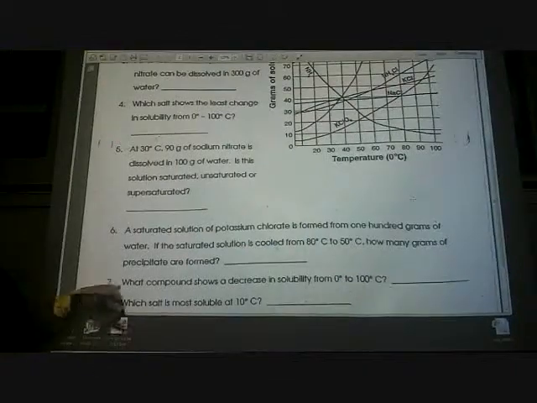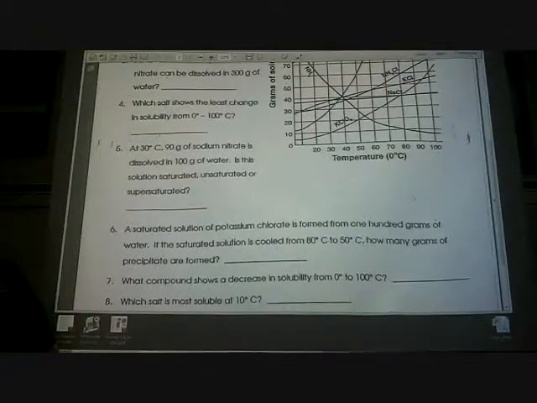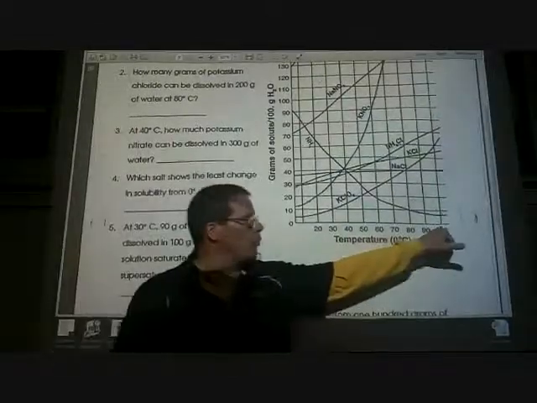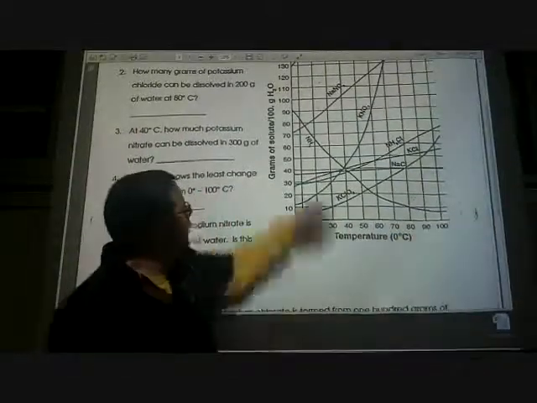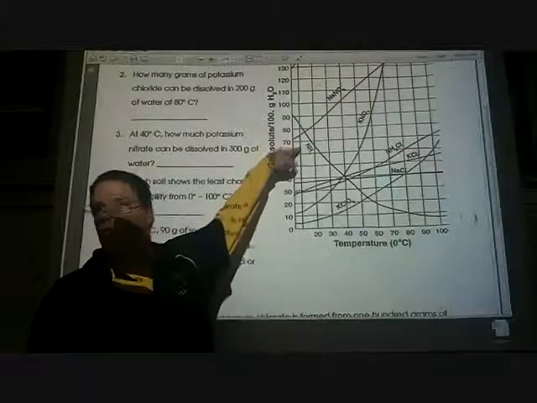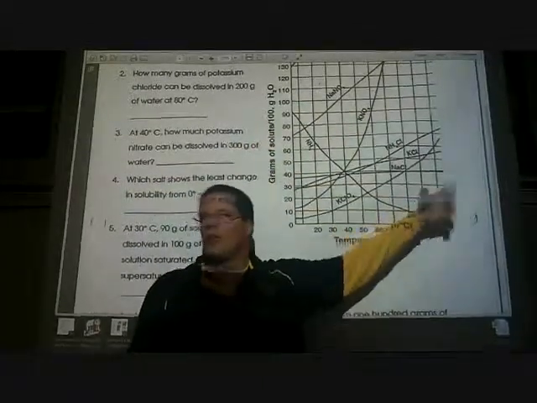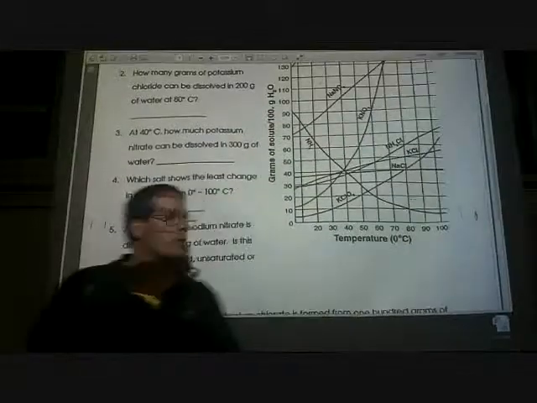All right, number 7, what compound shows a decrease in solubility from 0 to 100? So as the temperature increases, which one decreases? The ammonia, the NH3. So it's the only one on here that decreases. And it's safe to say that that's acting as a gas. Okay.